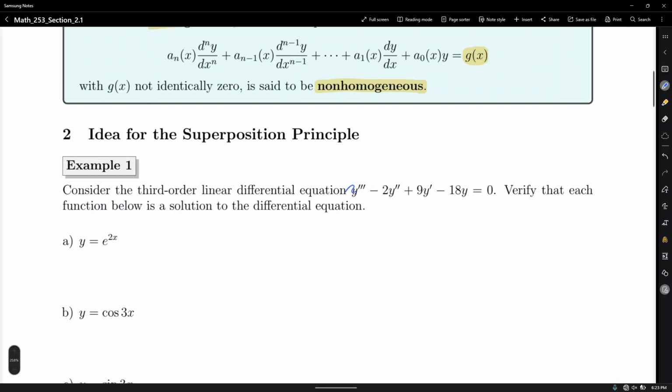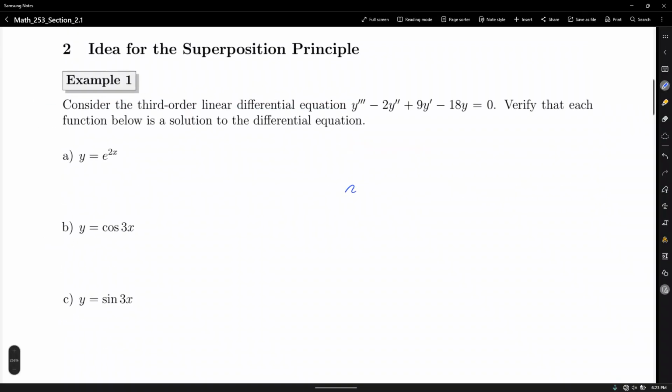Consider the third order linear differential equation: y triple prime minus 2y double prime plus 9y prime minus 18y. Verify that each function, a through d, on the next page, is a solution to the differential equation. We have y equals e to the 2x, y prime equals 2e to the 2x, y double prime equals 4e to the 2x, and y triple prime equals 8e to the 2x.